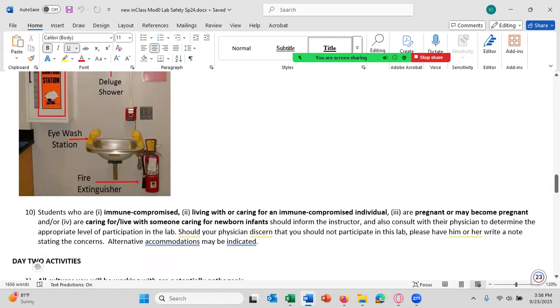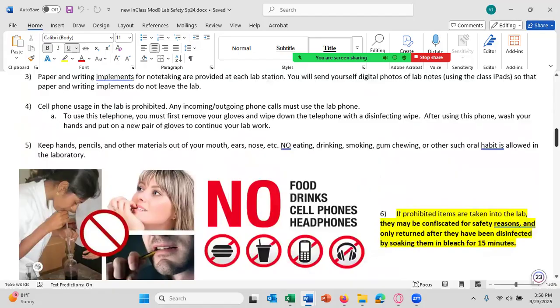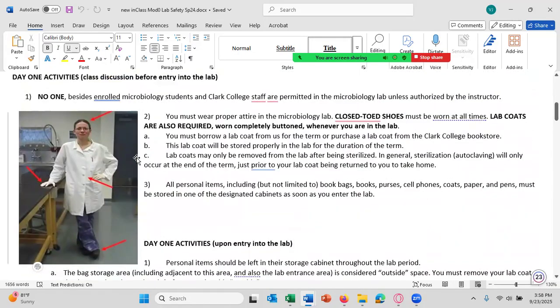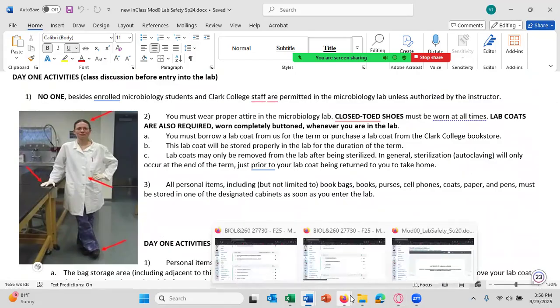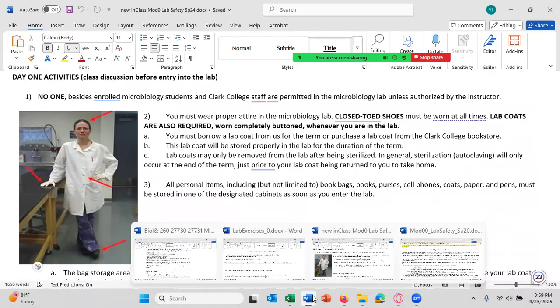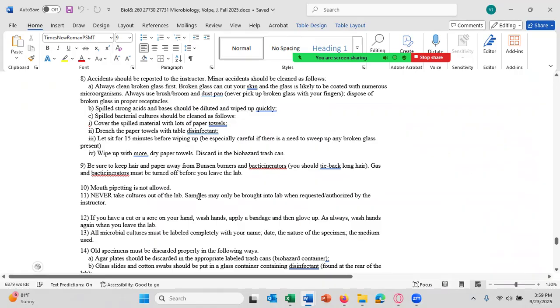I guess that's it. Oh, and to answer some of the questions in this lab, you need to look at this picture. Wipe up spilled materials. I don't know if I mentioned that if you have broken glass, you should only handle it with the dustpan and the broom. Or you talk about mouth pipetting.